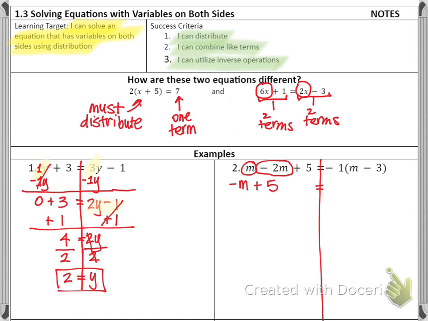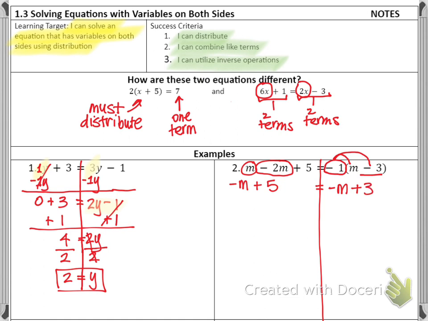And then I'm going to say it's equal to, oh, on the right side, it looks like I'm having to distribute because I see parentheses. So I'm going to distribute this. Ooh, that's a tricky one. The negative is way out there, but I'm going to distribute a negative 1 to m and to negative 3. Okay, I'm remembering to distribute to the entire term. So negative 1 times m is negative m, or negative 1m. Negative 1 times negative 3 is positive 3.